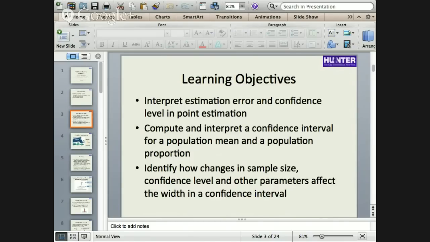Yes, all right, class time. Okay, here are the learning objectives. I'm going to skip through some of this stuff in the interest of time, if I can.